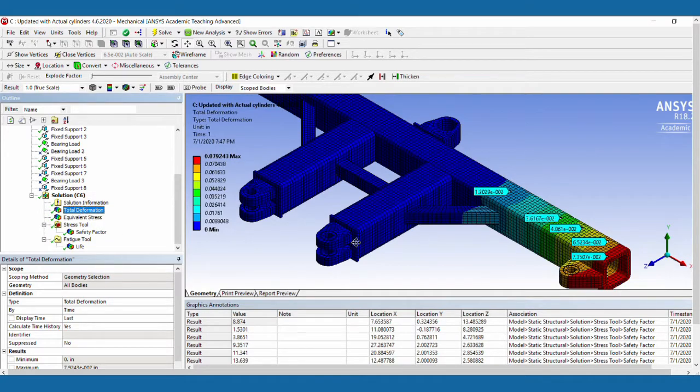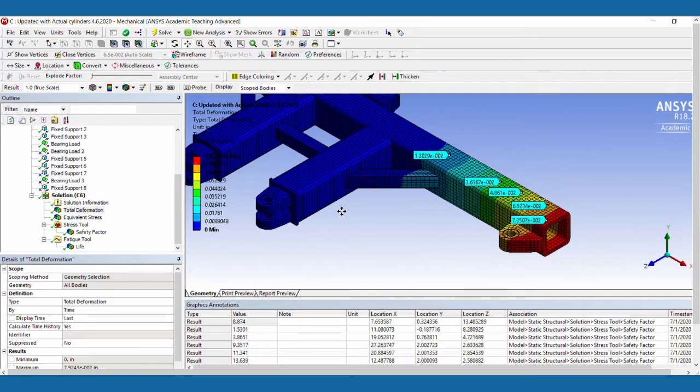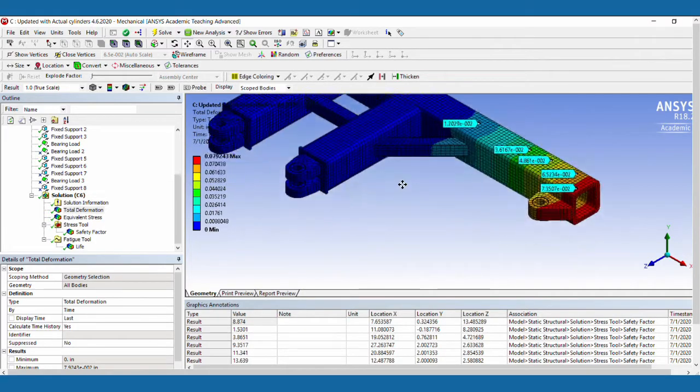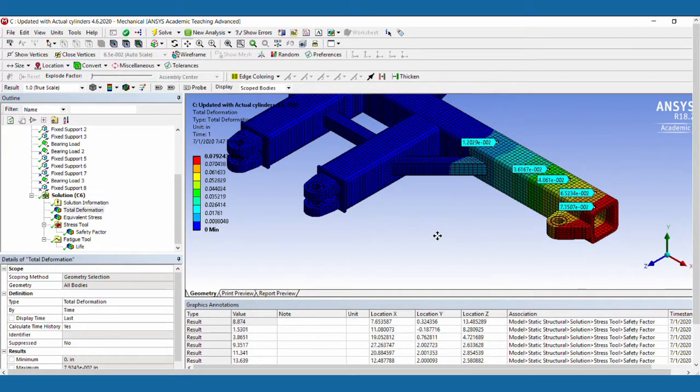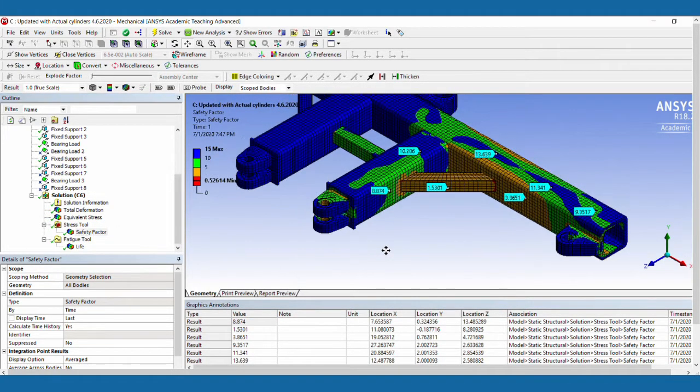Taking a look at the total deformation probes, it can be seen that even at the maximum value and the maximum position, none of these are values that need to be worried about. High factor of safety was seen throughout the entire portion of the carriage when this load was applied.